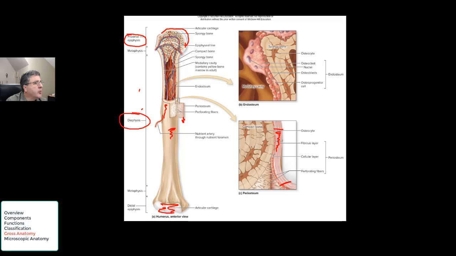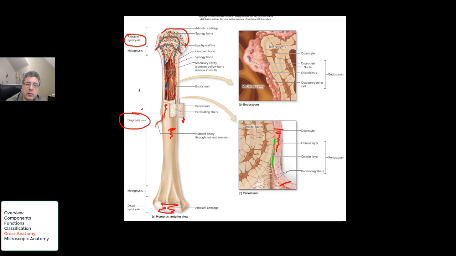Inside, let me change my color here. Let's go to green on this one. On the inner side, just that inner layer, as you can see, that's coming around. That is your cellular layer. So the outer portion is your fibrous layer. The inner layer is your cellular layer. And the cellular layer is going to contain different types of cells.